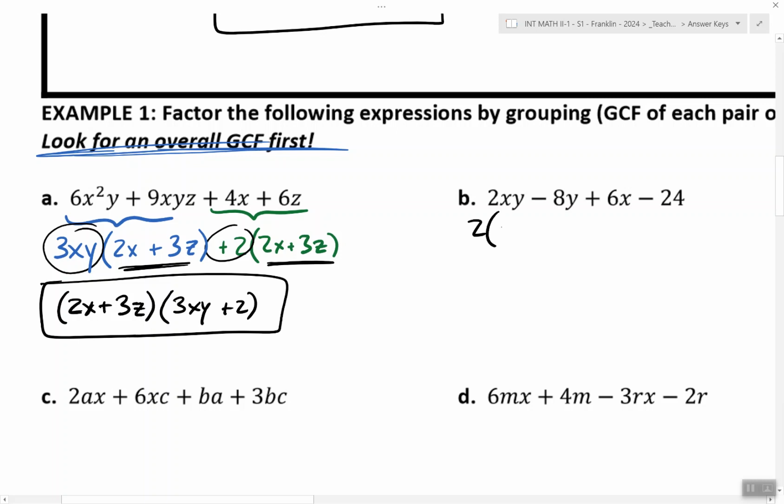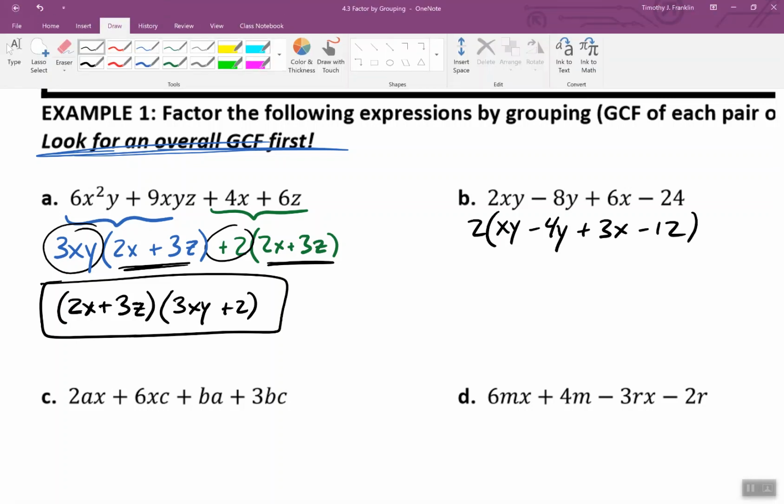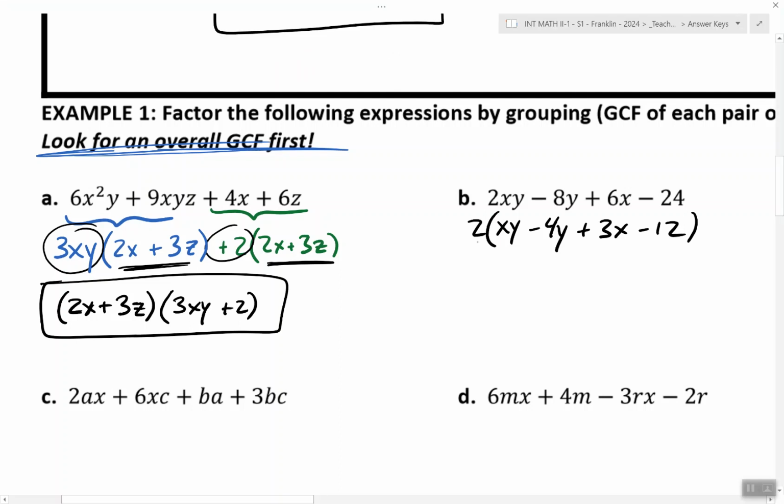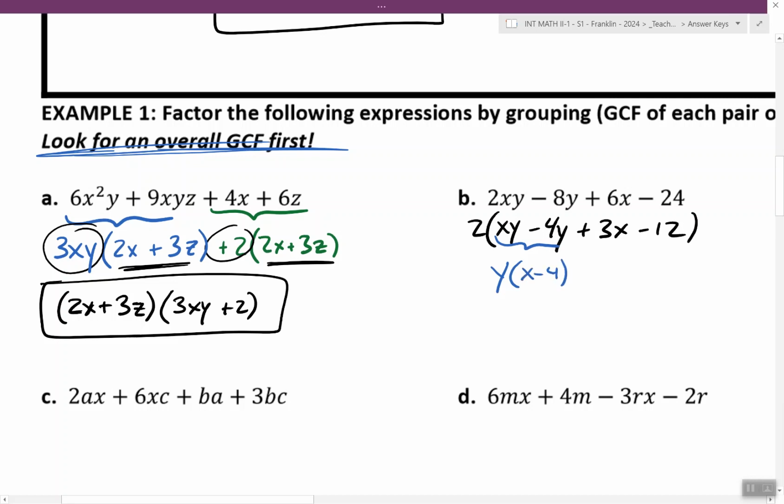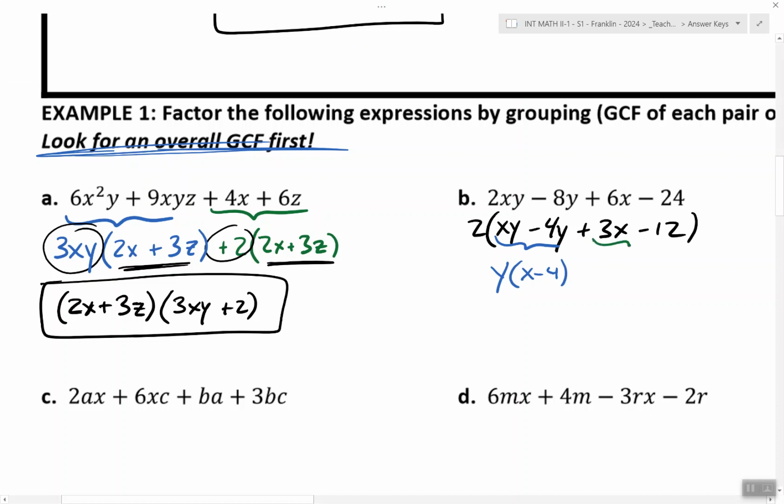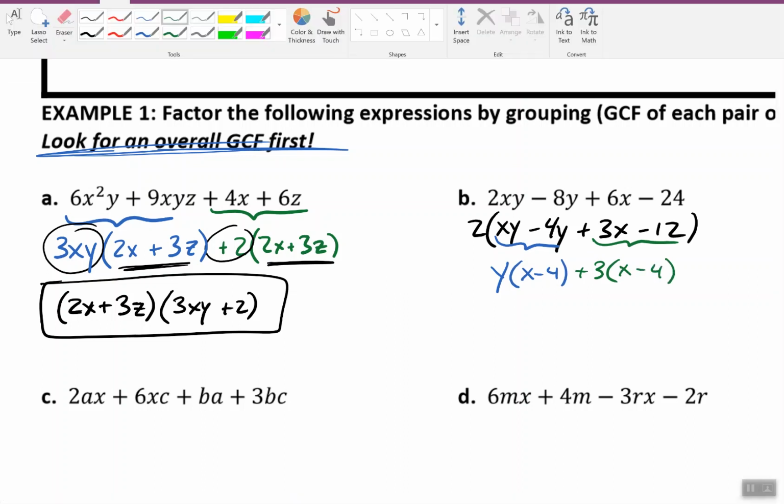That leaves us with xy minus 4y plus 3x minus 12, right? Just divide everything by 2. And now we can factor by grouping, but ignore this 2 for now. We'll have to bring it back at the end. So we can take out the GCF for the first 2 sets here. It looks like it's just a y, leaving x minus 4. And then for the second set, we can take out a 3, positive 3, which leaves us with x minus 4. And that's what we want.